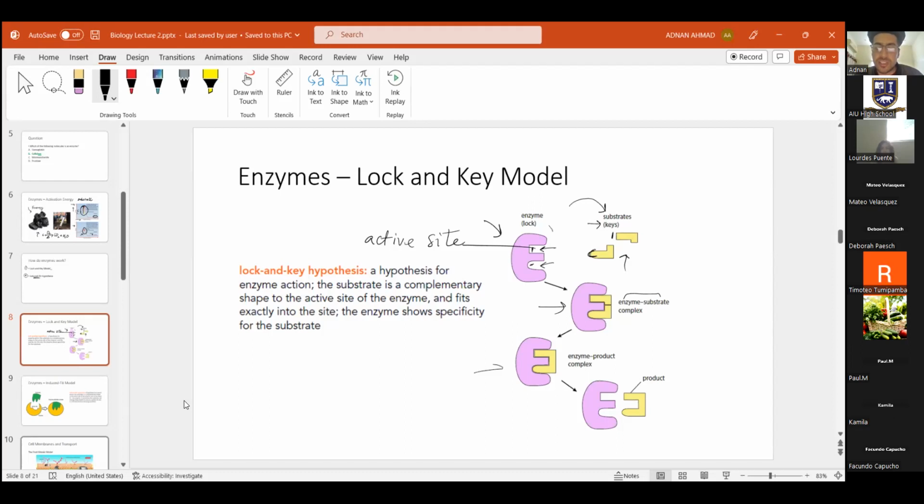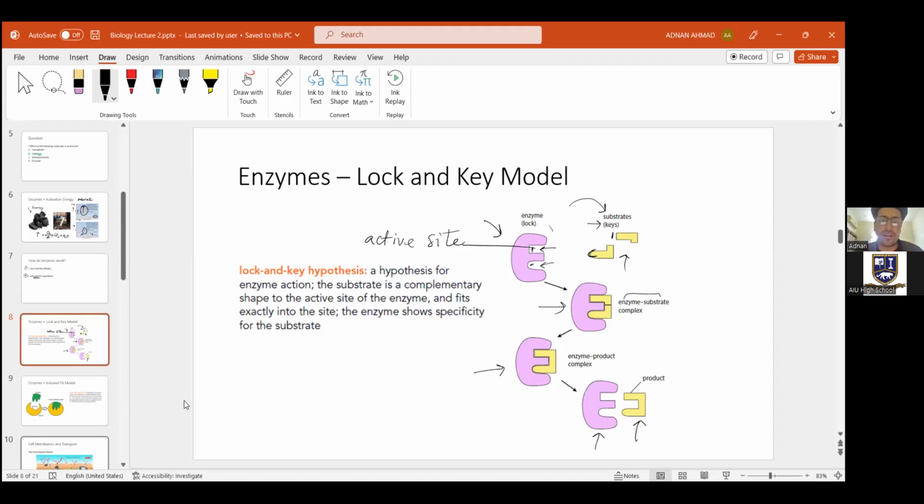The substrate is processed, the activation energy gets lowered, and the product is released. Do keep in mind that during the chemical reactions, the enzymes do not get used up. They always stay there after the reaction. This is how, according to the lock and key model, enzyme reactions work within our bodies.